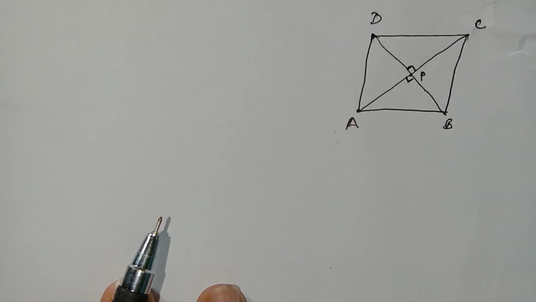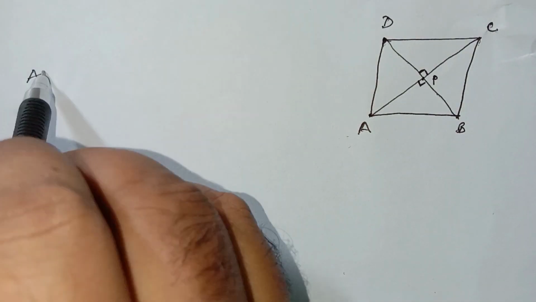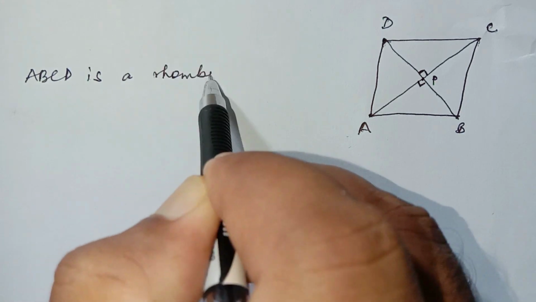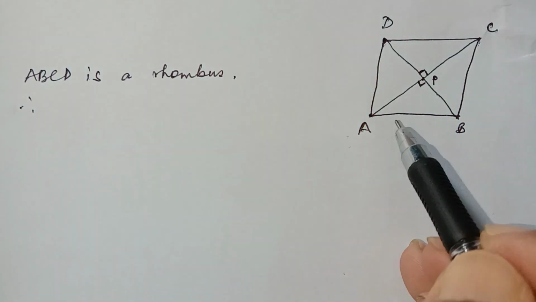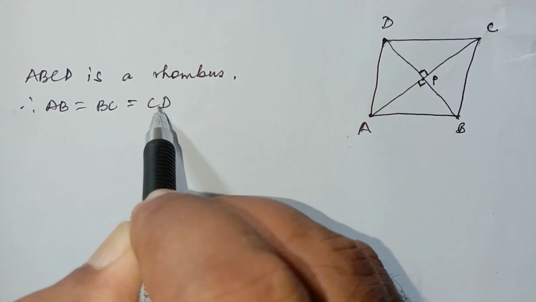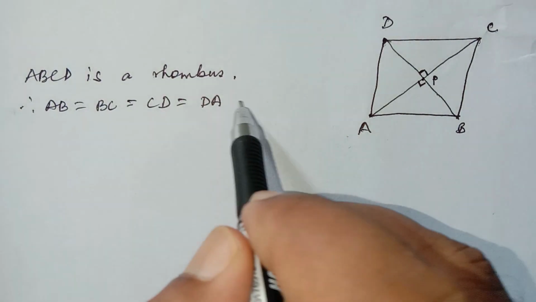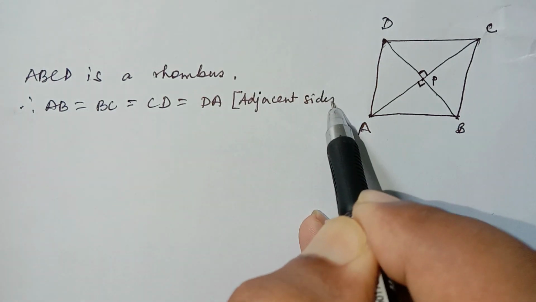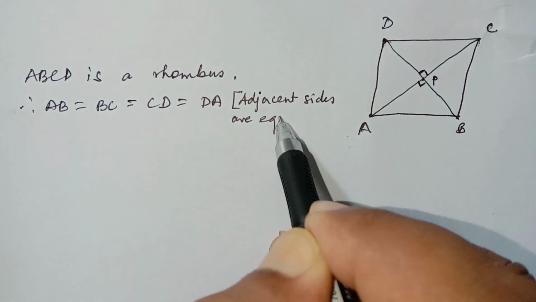Here we say that ABCD is a rhombus. Therefore, if ABCD is a rhombus, then we can say that AB equals BC equals CD equals DA, because adjacent sides are equal in a rhombus.